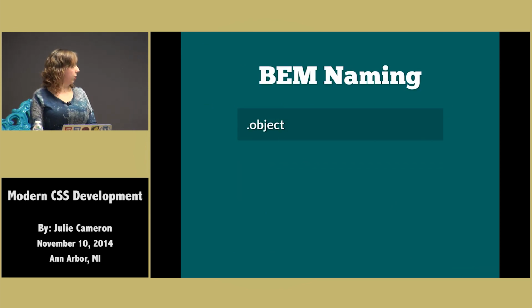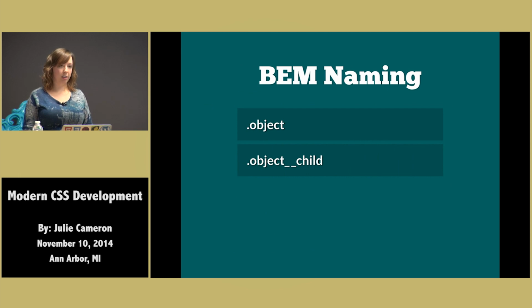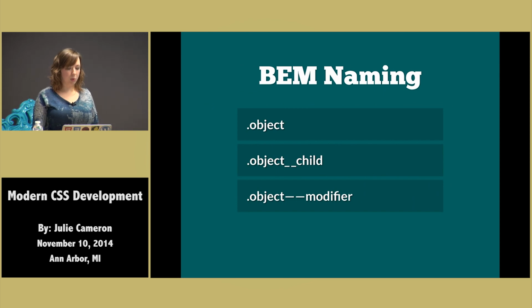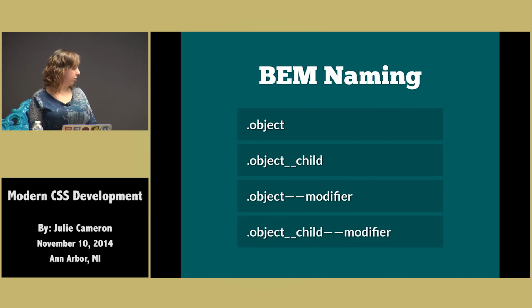First up, you've got your object. This is the block in BEM. It's your top level thing. Next up, you've got a format to identify your child object. This is the element piece of BEM. In this case, they use a double underscore. And next up, you've got a format to identify your modifications. In this case, it's a double dash. Now, you could also use that double dash indicator on your child element as well.